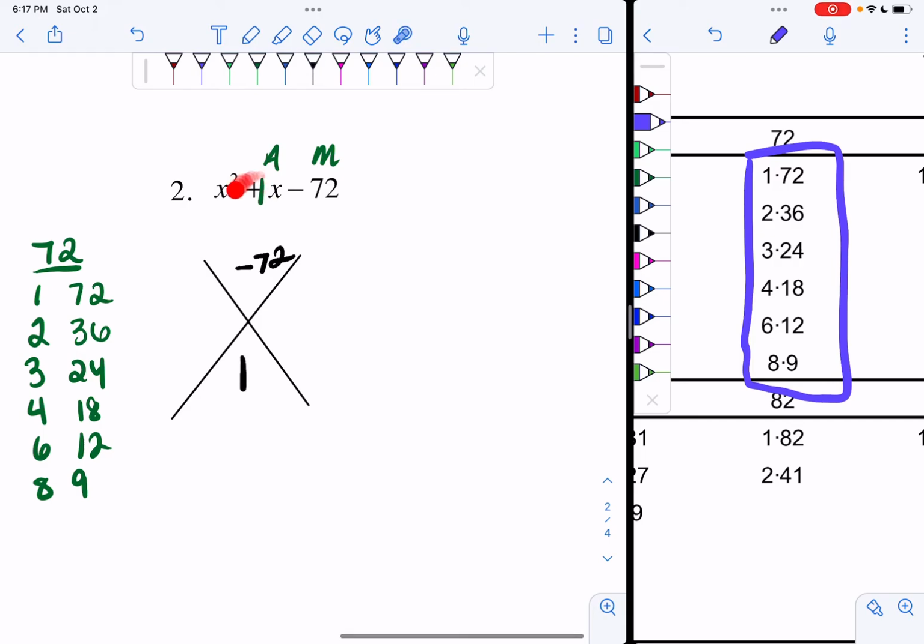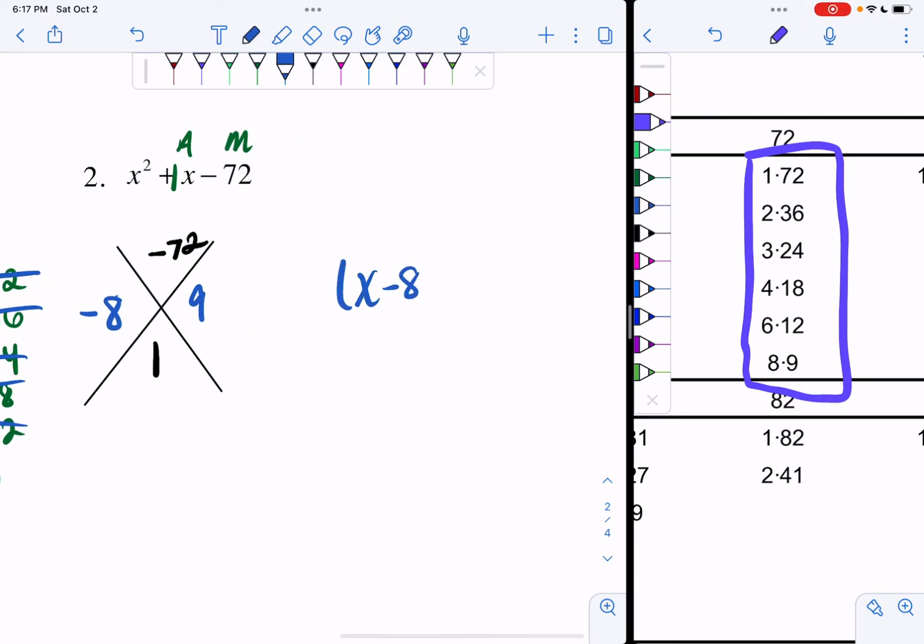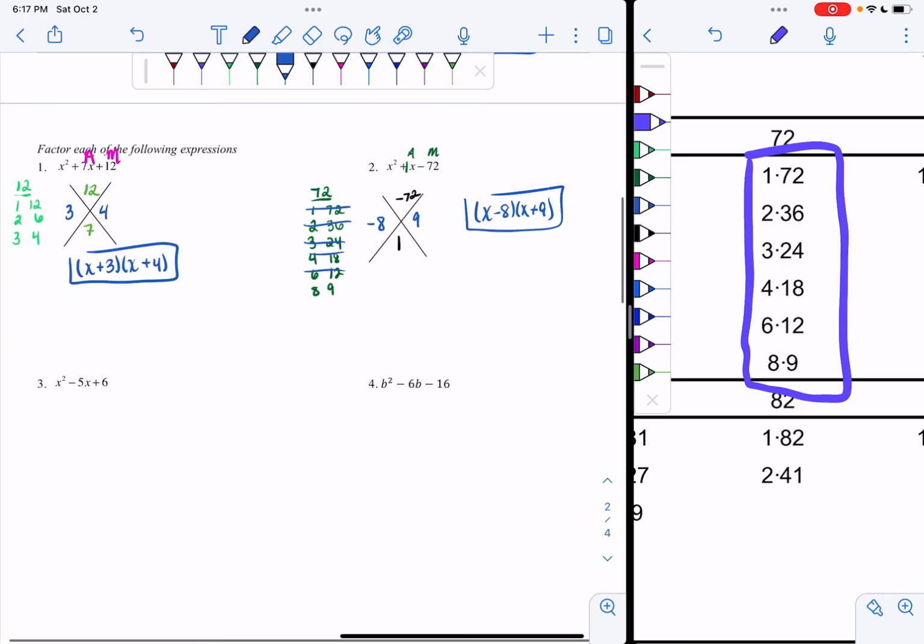If you look, I want to add up to 1. So that means my numbers have to be 1 away from each other. The only ones that are 1 away from each other are my 8 and my 9. So I can cross out all of these because I know my 8 and 9 are the only ones that will work. But if we look, 8 times 9 is 72, not negative 72. So one of these needs to be a negative. I'm going to make my 8 negative since that's written first. Negative 8 times 9 is negative 72, negative 8 plus 9 is 1. That works. So my final answer is x minus 8, x plus 9. And you just factored that trinomial as well.